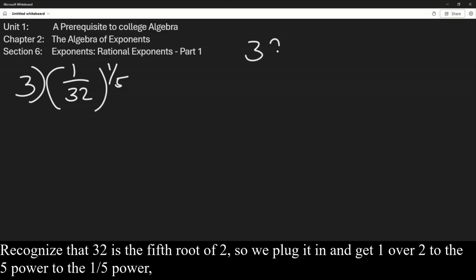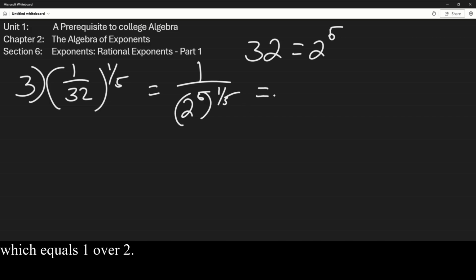Recognize that 32 is the 5th root of 2. So we plug it in and get 1/2 to the 5th power to the 1/5 power, which equals 1/2.